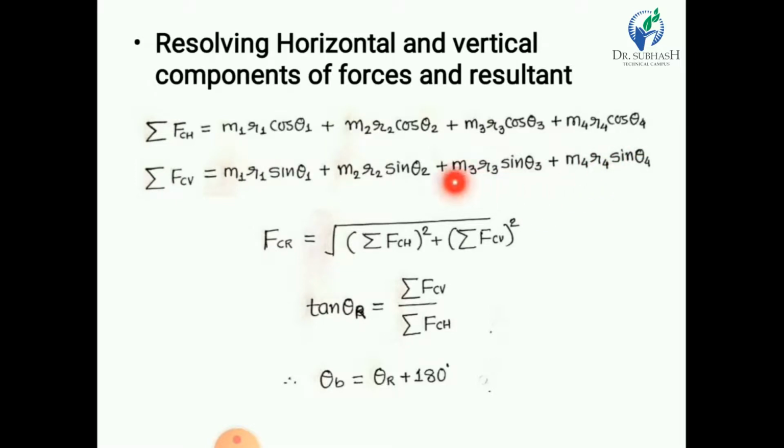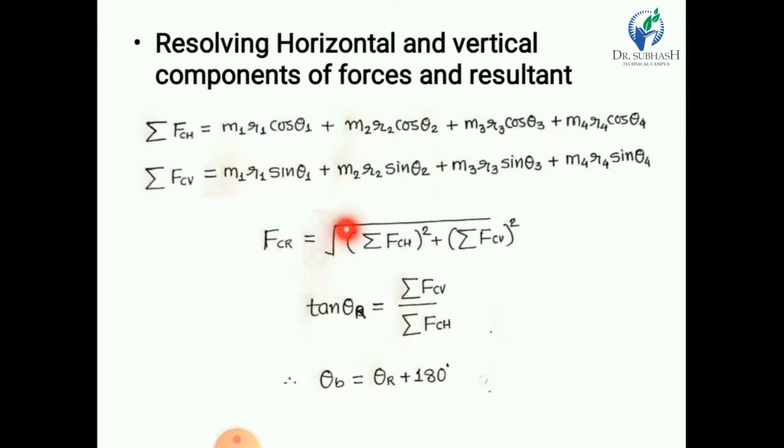So we can calculate the resultant centrifugal force FCR. If we have the horizontal component and the vertical component, then we obtain the resultant centrifugal force by using this equation: under root sigma FCH square plus sigma FCV square. And we can also calculate the position of this resultant force with the reference line: tan theta r is equal to vertical component upon horizontal component.